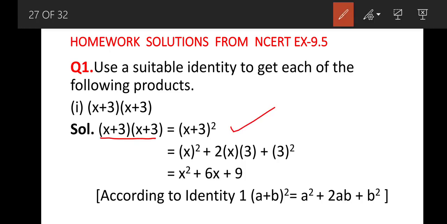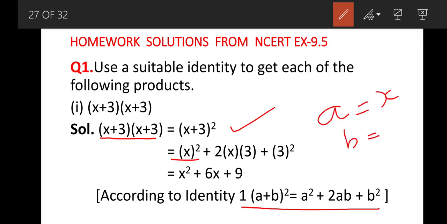Now I have seen the identity derivation, that a plus b whole square is equal to a square plus 2ab plus b square. Here in place of a, what is present? x is present, so I have written x square plus, b here is equal to 3. So in this identity I have just put the values of a and b, and after putting the values you will be getting the answer as x square plus 6x plus 9.